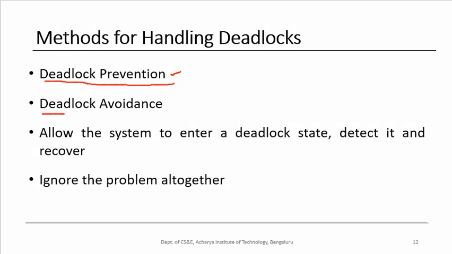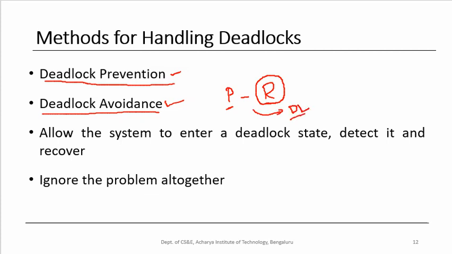And what is deadlock avoidance? Deadlock avoidance is judiciously making the decision of whether to allocate the resource to the requesting process or not. Suppose P is making a request for resource R. Now the operating system has to decide whether, if this resource is allocated to process P, this will not lead to deadlock.